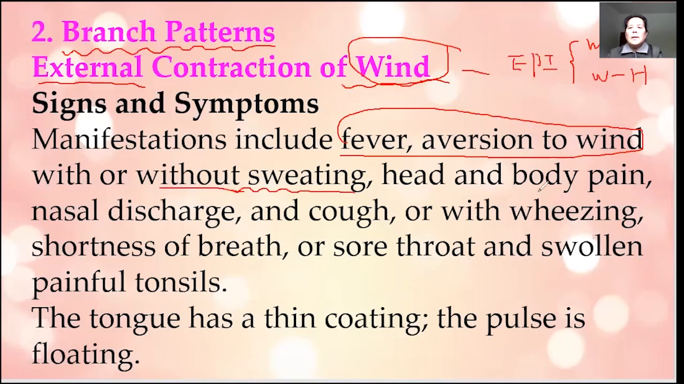And body pain, and generally nose discharge. Those are generally EPI emitting symptoms. Sometimes cough and with withdrawal, and maybe sore throat. So that's basically generally EPI emitting. Sometimes it can cause swollen, painful tonsils. The tongue is not changing too much, with a floating pulse.